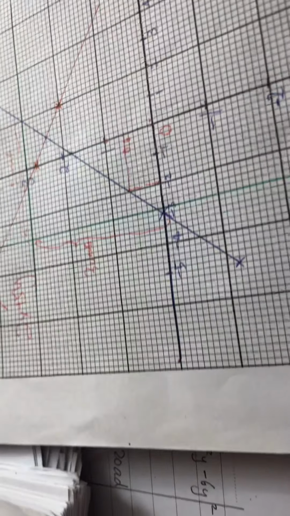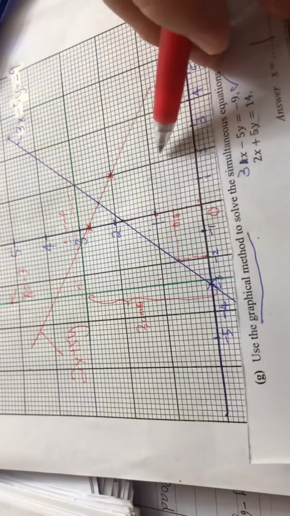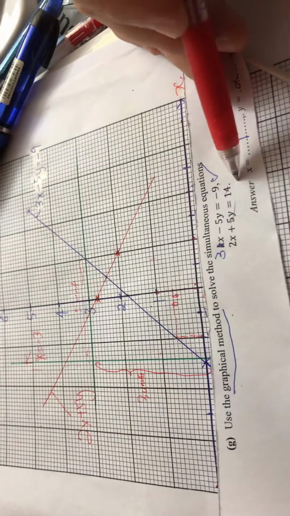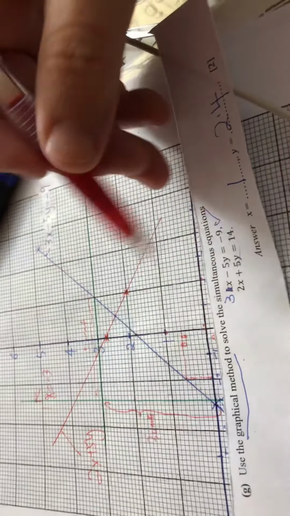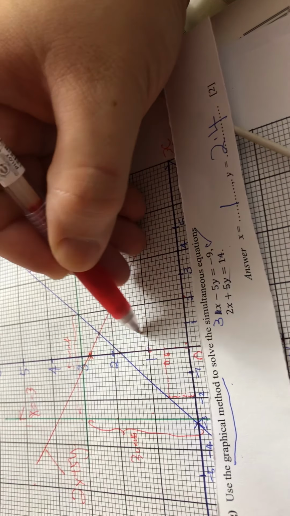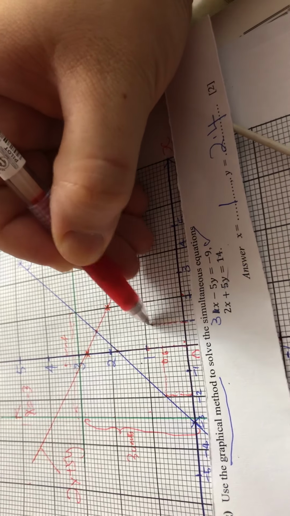Okay, so we have drawn these two lines already. We've drawn this line already, which is a blue one. We've drawn the red one also. And the point where they intersect, that will give me my x value. You draw a dotted line.